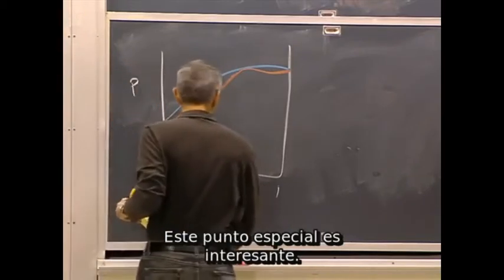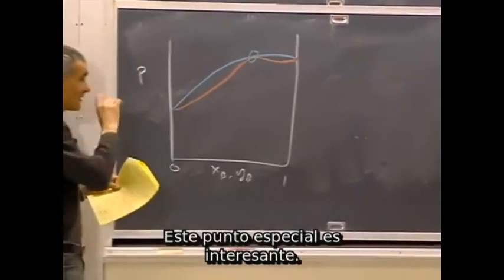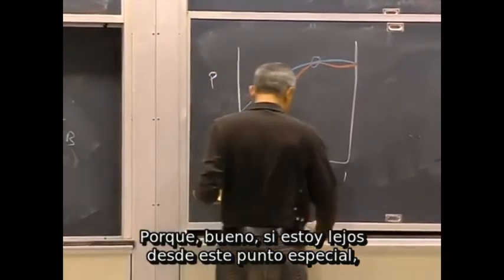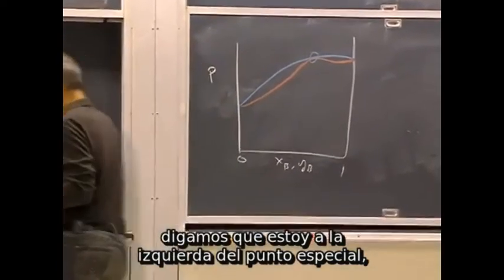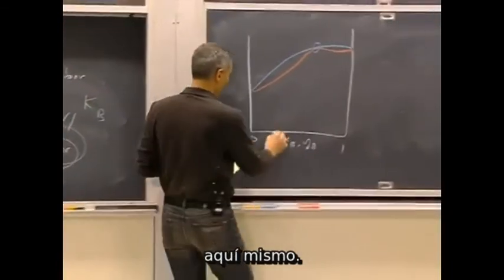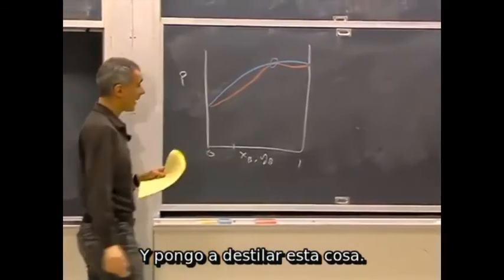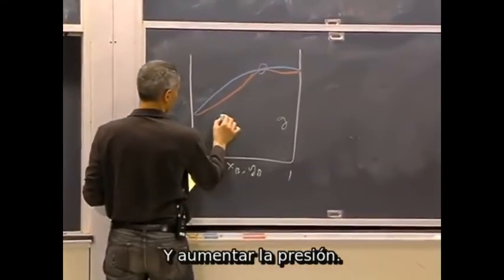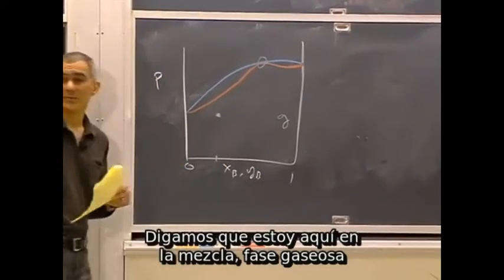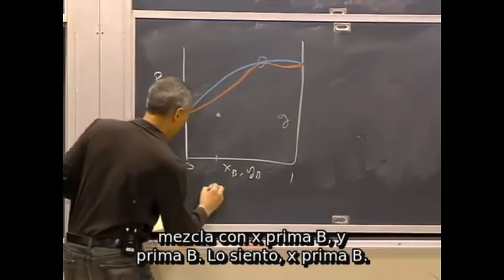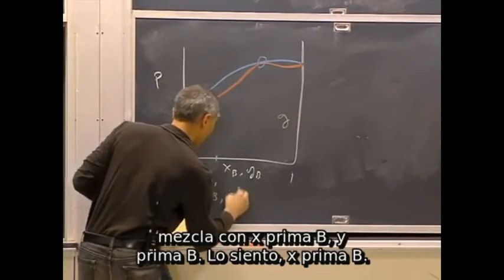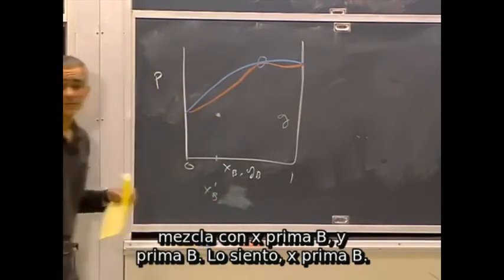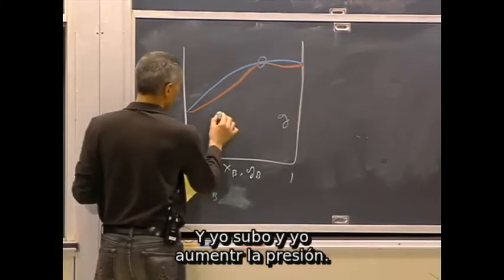And this special point is an interesting one because, well, if I'm away from this special point, let's say I'm sitting to the left of the special point right here, and I can distill this thing, right? I can take my gas phase here, and increase the pressure. Say I'm sitting here in the mixture, gas phase mixture with x prime b, y prime b. Sorry, x prime b. Right. And I go up and I increase the pressure.